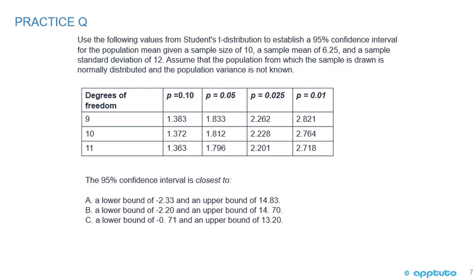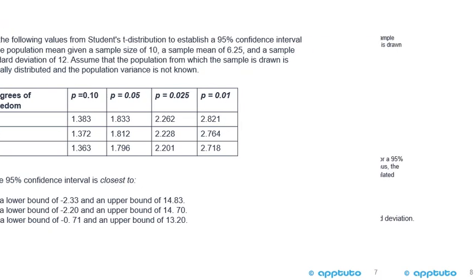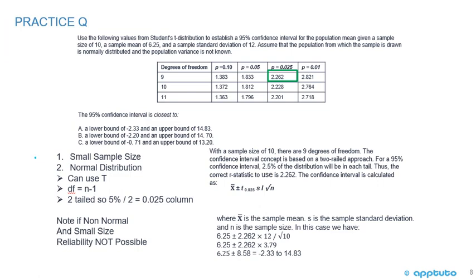So they've given you the table. The 95% confidence interval is closest to A, a lower bound of negative 2.33 and an upper bound of 14.83, B, a lower bound of negative 2.2 and an upper bound of 14.7, or C, a lower bound of 0.71 and an upper bound of 13.2. Okay, it's a small sample size, but it is a normal distribution. We can use the t.